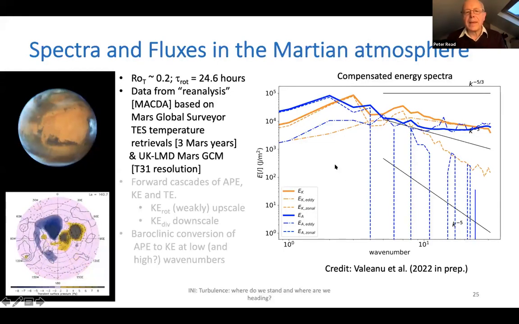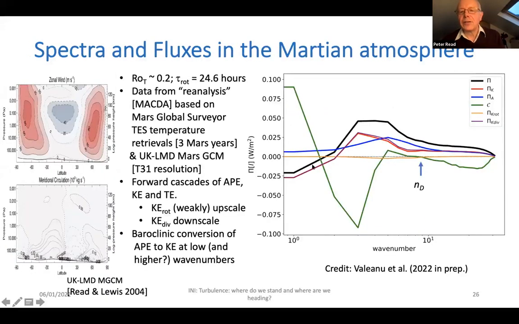zonal kinetic energy component does seem to have this k to the minus 5 sort of tendency, at least at large scales. We can not only look at the spectra themselves, but we can also derive the spectral fluxes, given that we can reconstruct the entire circulation. And what we can see here is evidence of similar tendencies to what we see in the diagnostics for the Earth.